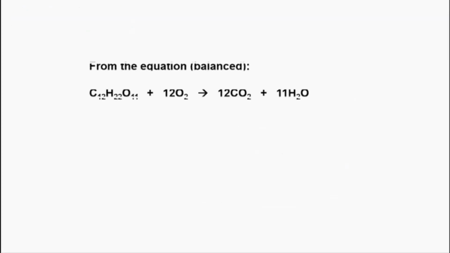Then we are going to look back at the given equation, but in the question, the given equation is not balanced yet. What we need to do is balance the equation, and if you balance it correctly, this is how it looks like. So this is the balanced equation. From the balanced equation, 1 mole of sucrose needs 12 moles of oxygen gas. So this is the stoichiometrical relationship between the two reactants in this reaction.